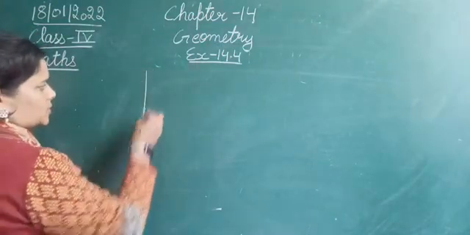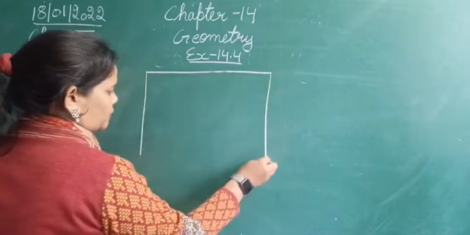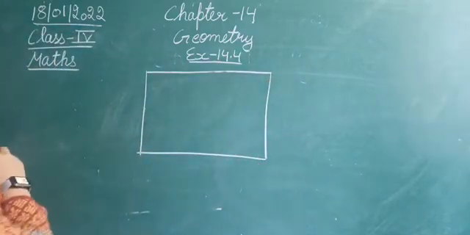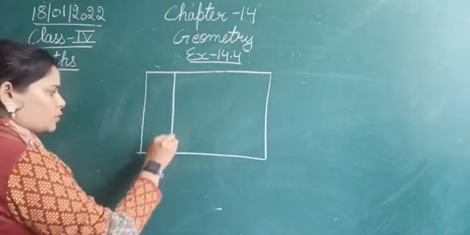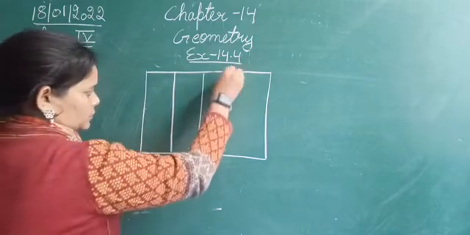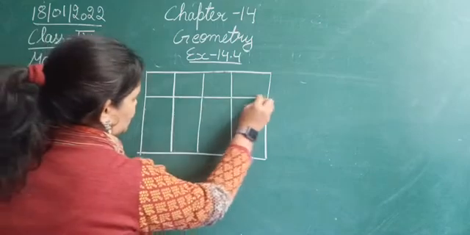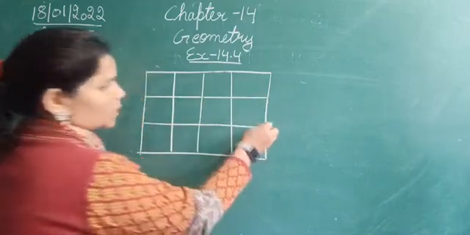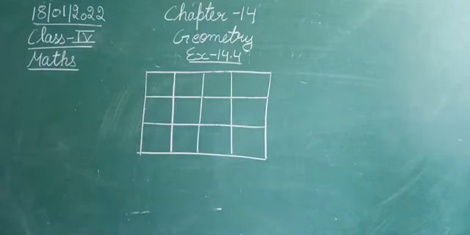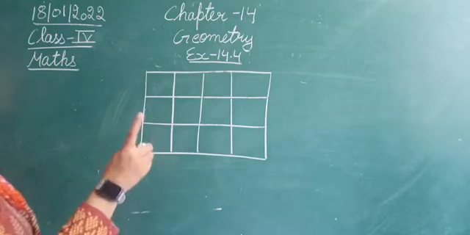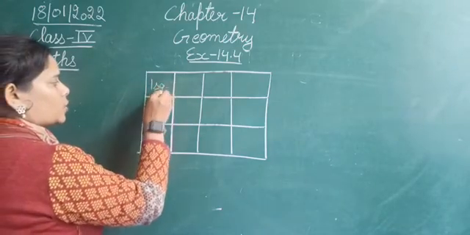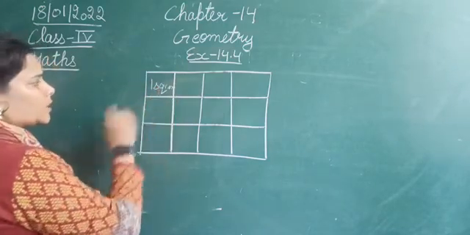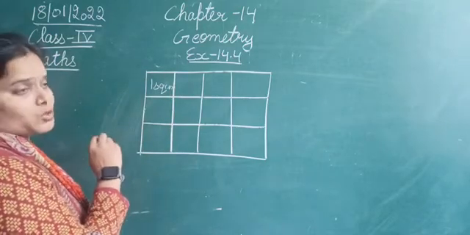Suppose this is a floor that is bounded by tiles. तो इसमें बहुत सारी tiles लगी हैं. Each tile is of 1 square centimeter, that is centimeter or meter. ये 1 square है centimeter. So this is 1 square centimeter.